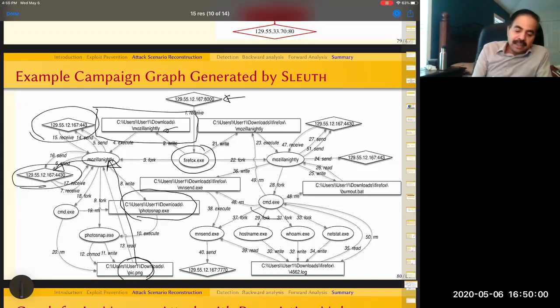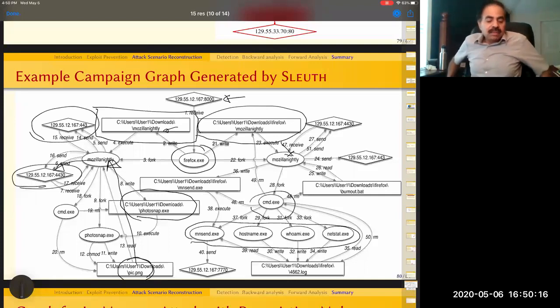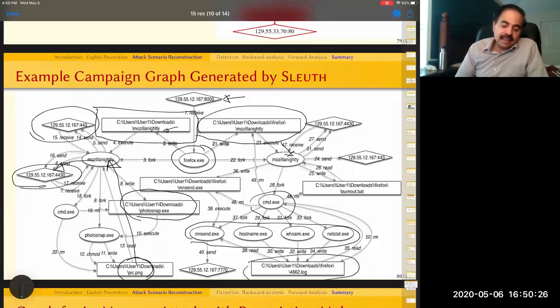And similarly out here, you see that the attacker comes in and runs this malware again, and then they use a command shell to execute several programs that probe what's going on in the system. Then it again stores that into some file, and this file is ultimately exfiltrated using this other program called mnsend.